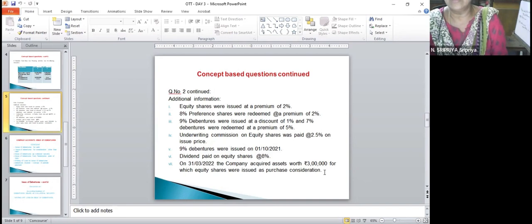Please remember, this cannot happen in isolation. Whether it is premium on issue or premium on redemption or discount on issue or underwriting commission, they don't happen in isolation. They happen only when a financing activity takes place. So we issue shares, that time we issue shares at a premium, we pay the underwriting commission. We redeem preference shares or debentures, we redeem it at a premium. That's all. So it has to be added to the source concerned or outflow concerned. These are the general instructions I dictated yesterday. I shared it in my presentation.